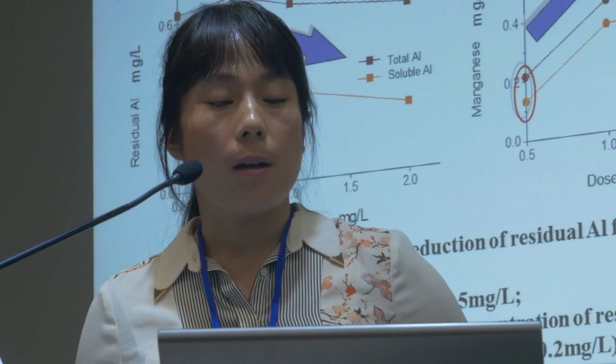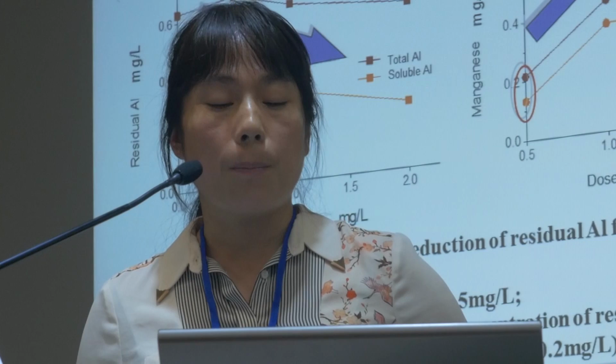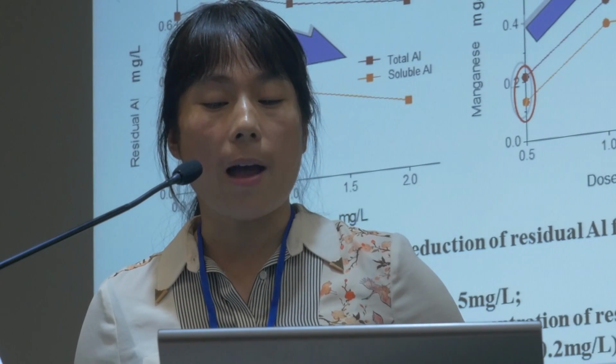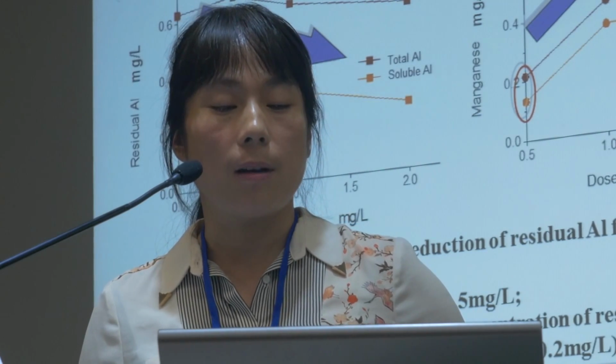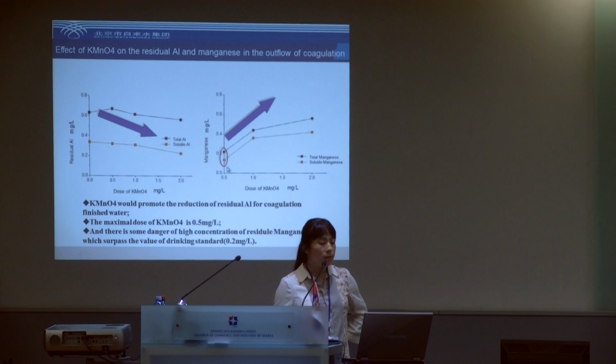That is to say, potassium permanganate would promote the reduction of residual aluminum for coagulation finished water, and the maximal dose of potassium permanganate is about 0.5 microgram per liter. Otherwise, there is some danger of high concentration of residual manganese, which will surpass the value of drinking water standard.